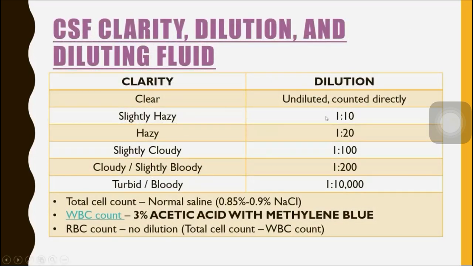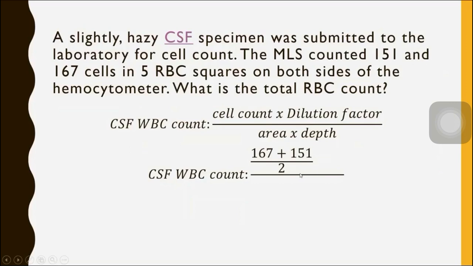Usually naman binibigay yan sa examination, but just in case lang, it's much better to, of course, memorize. So the dilution factor now is the reciprocal of 1:10. Of course, that is 10. How about for the area? So in here, hindi given yung area counted. 5 RBC squares on both sides of the hemocytometer. Walang binigay na area but sinabi lang na kinount daw sa 5 RBC squares.